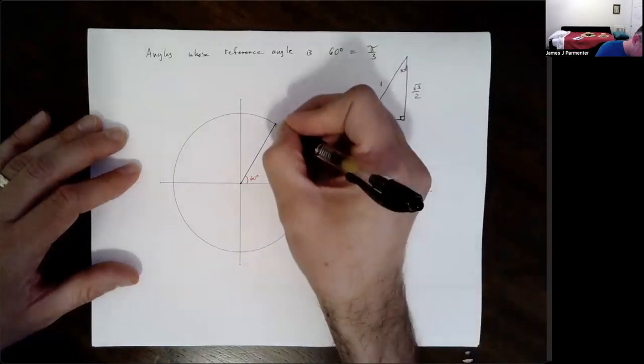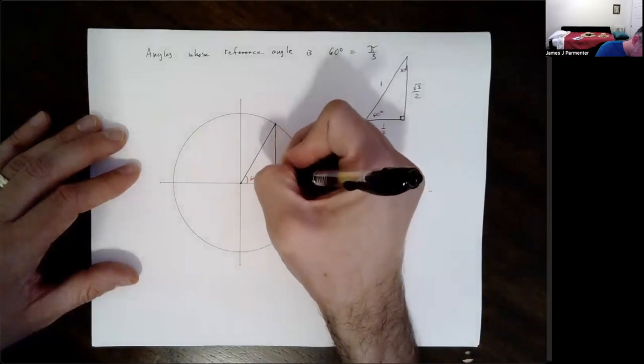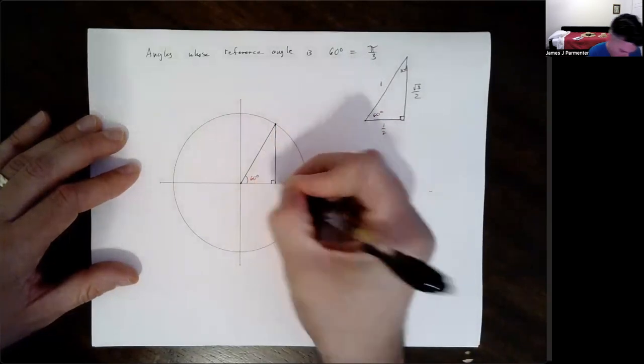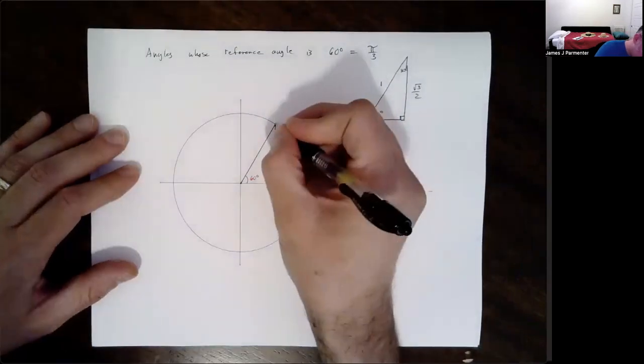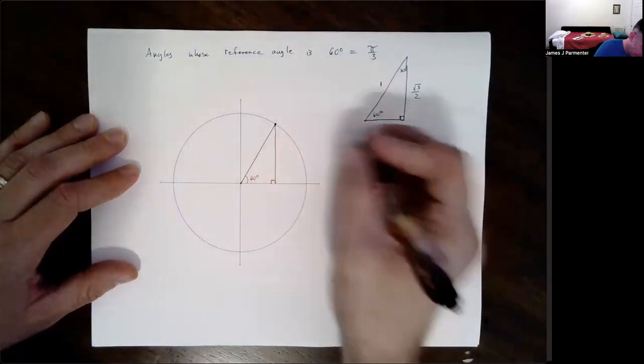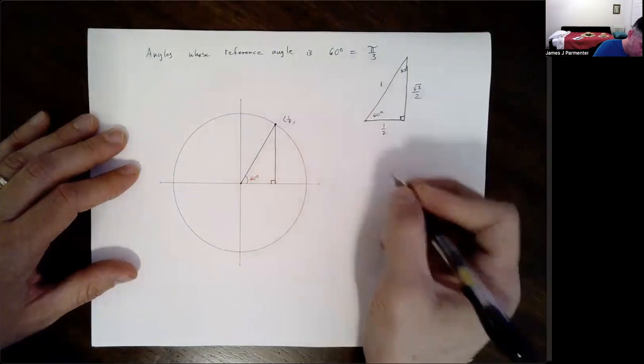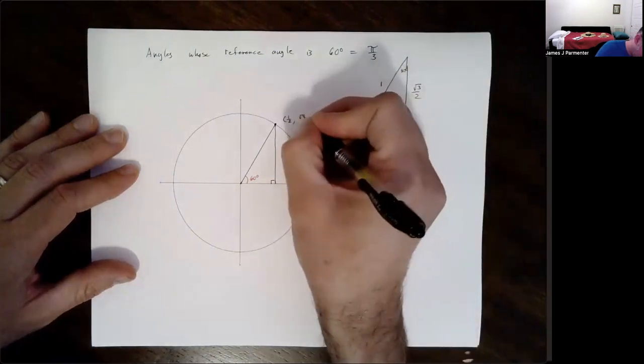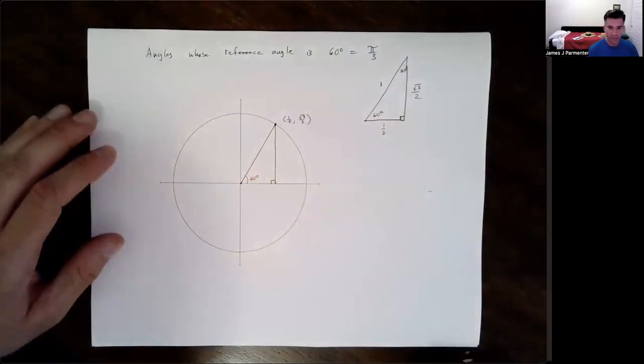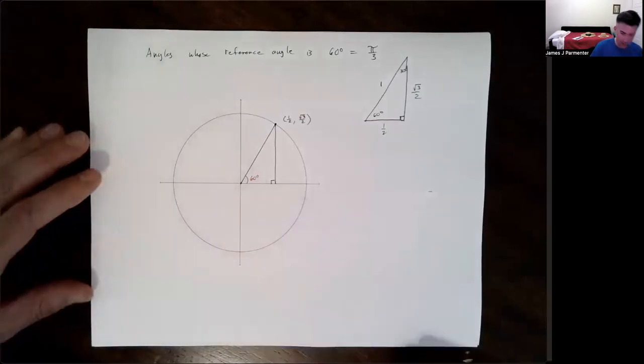So in this triangle I've drawn, I'm dropping a perpendicular here. This point here has an x coordinate, I've gone over 1/2, and a y coordinate, I've gone up √3/2. So for this angle, 60 degrees, I already know the answer.